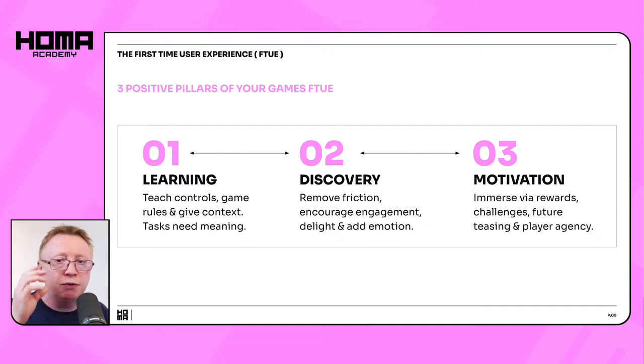So learning, this is the teaching of the controls, the game rules, but of course it needs to be done in context with your game, and all of these tasks and the learning aspect of this needs to have meaning. So don't just say run over here, like get them to run over there and pick up a coin. Make sense? Are they doing a puzzle? Well, if your first level is like a simple puzzle game, why don't you get them to put the last piece of the puzzle in, and then all of a sudden, they know the controls, they know the win state, and they get rewarded immediately for doing that. Just these little tweaks to think about, and it will all change depending on your type of game.